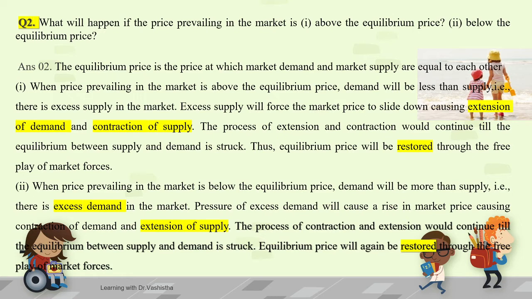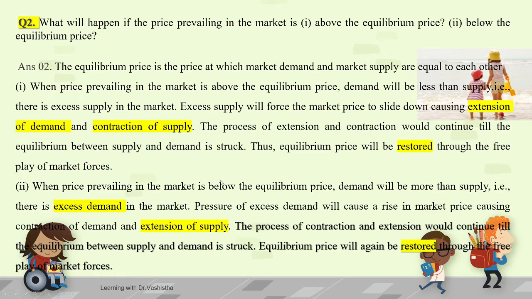Now this excess supply will force the market price to slide down, causing extension of demand and contraction of supply. The process of extension and contraction would continue till the equilibrium between supply and demand is struck. Thus, the equilibrium price will be restored through the free play of market forces. Meaning to say that in any situation, the equilibrium will be restored.